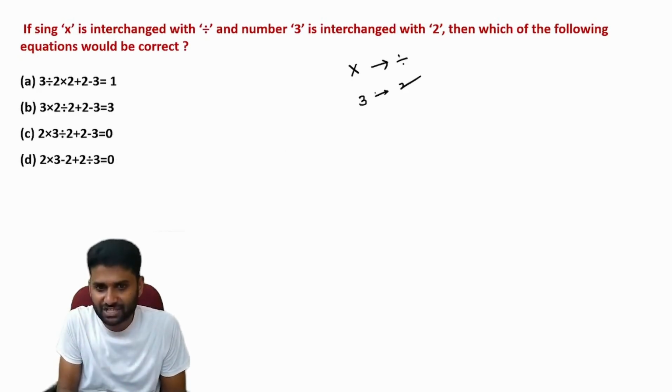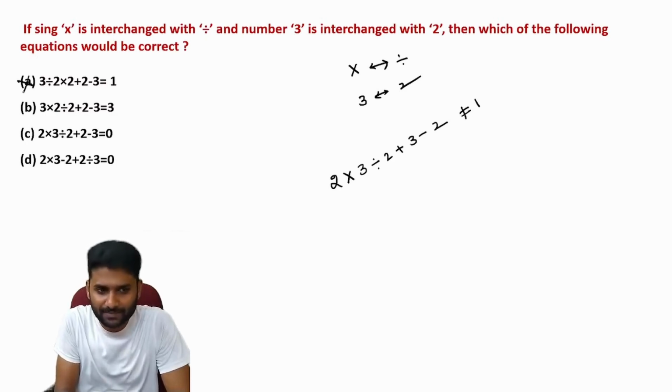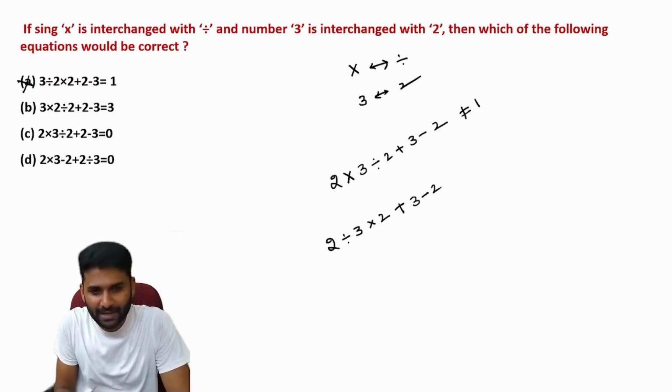Interchanged, guys, interchanged. Now see, 2 divided by replaced with multiplication is 3 divided by 2 plus 3 minus 2. If you go through the simplification, it is not at all equal to 1. So A is not the right answer. Let's check with the B. 2 divided by 3 multiplied by 2 plus 3 minus 2. Again, you will get the decimal.